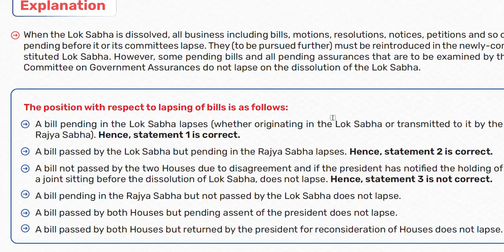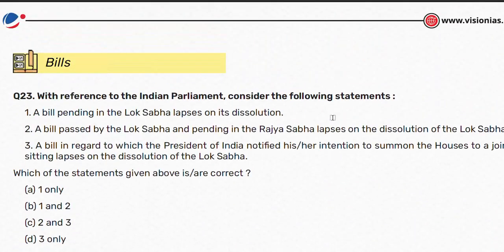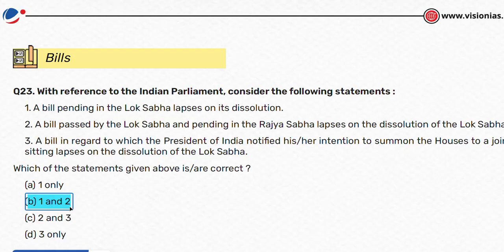Now let us see question number 23. With reference to the Indian Parliament, consider the following statements. A bill pending in the Lok Sabha lapses on its dissolution. Yes, correct. A bill passed by Lok Sabha and pending in the Rajya Sabha lapses on dissolution. This is also correct. A bill in which the President of India notifies his or her intention to summon the Houses to adjourn lapses on dissolution. No, this is incorrect. So three has gone. So B will be the correct answer. I hope B is the correct answer.